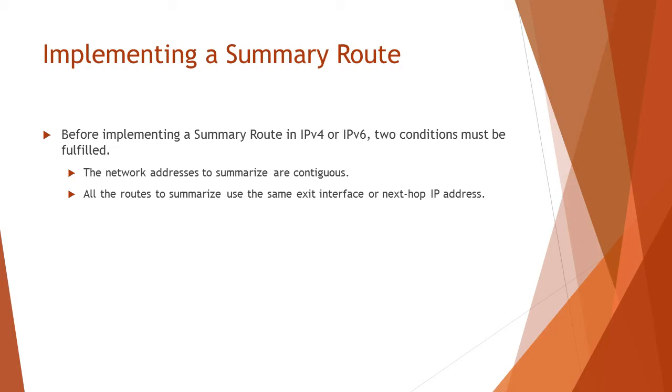Implementing a summary route. Before implementing a summary route, either on IPv4 or IPv6, two conditions must be fulfilled. One is that the network addresses to summarize are contiguous, and the other one is that all routes to summarize use the same exit interface or next hop IP address.